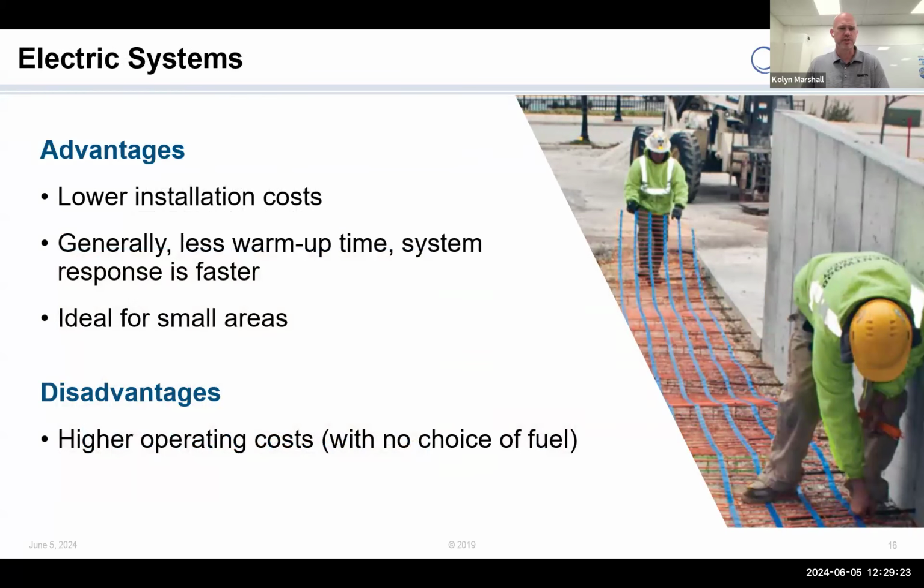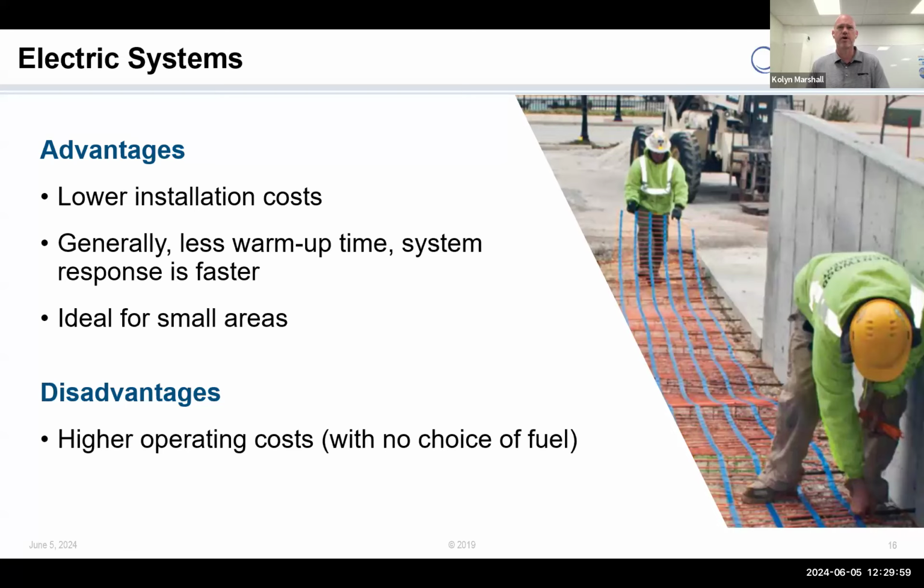Well, we kind of touched on this a little bit. Typically, electric systems are going to have lower installation costs because of the mechanical aspects of it, because you have fewer moving parts, so to speak, and they're really ideal for the smaller areas. The disadvantage can be, but is not always the case, operating cost. Because we are using electricity, the cost per kilowatt generally is going to be higher than the cost per, let's say, a therm of gas.